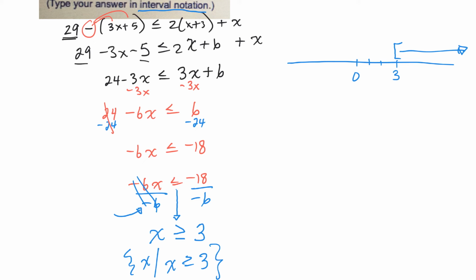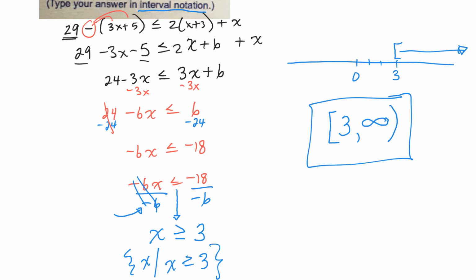And then to do interval notation, I'll put a square bracket because it can equal 3. 3 is my lowest number. My highest number will be infinity, and infinity always has a curly bracket on it. So this would be my interval notation. All right, hopefully that helps you with that question.